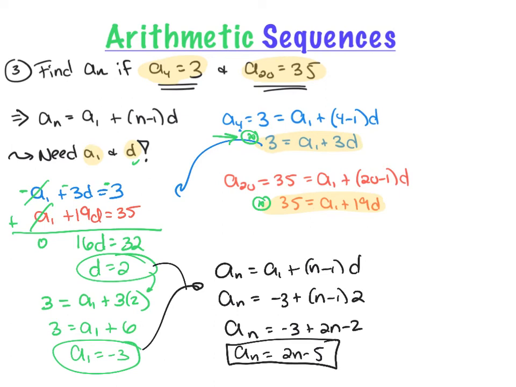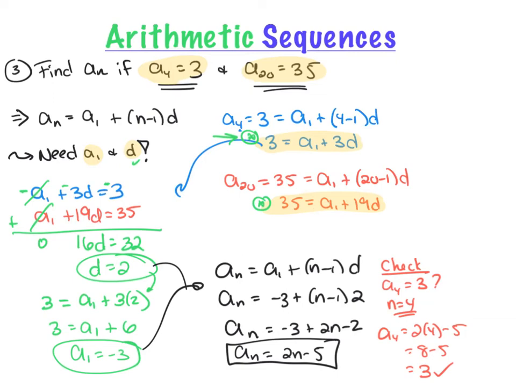These are really easy to check to see if we did them correctly. We can plug in A4 and see if we get out 3. So if we did a quick check, A4 equals 3, we're going to plug in n equals 4. So A4 is 2 times 4 minus 5, which is 8 minus 5. Oh, thank goodness. We get 3. And we can check the A20 equals 35 as well.